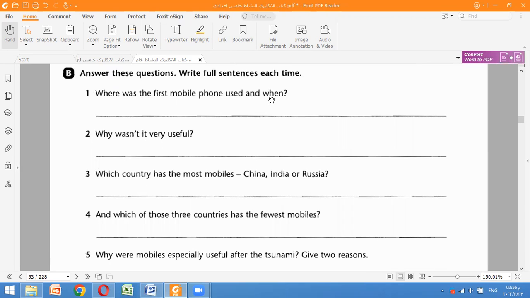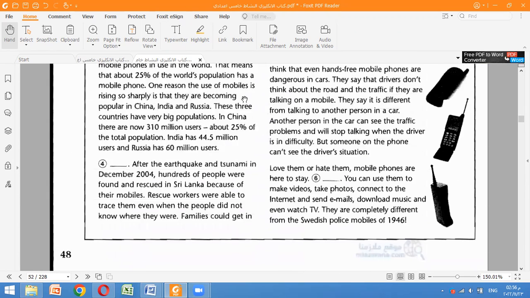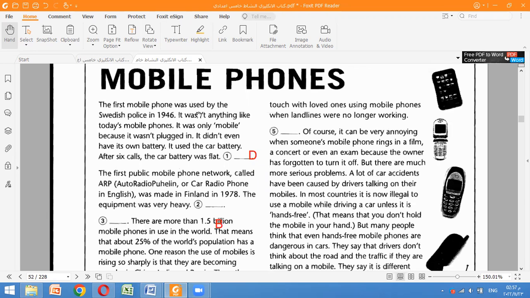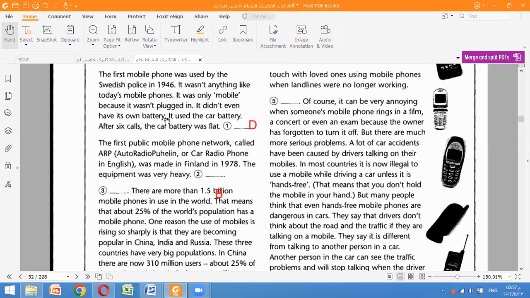So if we're going to answer, we are going to write that the first mobile phone was used حسب القطعة. وين كان موجود؟ حسب القطعة. It was used by the Swedish police in 1946. This is the answer. أو تقدرون تقولون by Sweden يعني هو الشعب السويدي in 46. الأضبط نكتب مثل ما موجود هنا by the Swedish police in 1946. So this is the answer.